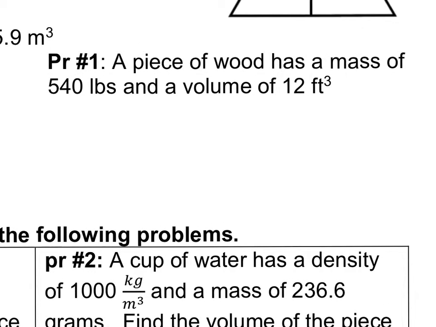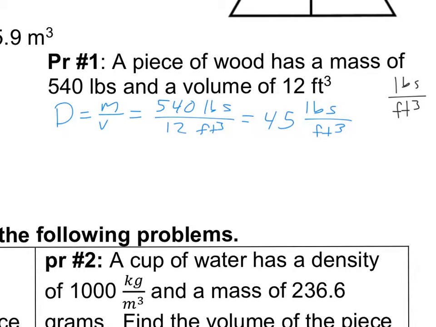It says a piece of wood has a mass of 540 pounds and a volume of 12 cubic feet. So this one, your answer is going to be in pounds, because that's a measurement of mass, over volume is cubic feet. So your answer is going to be in that unit. Go ahead and give that one a shot, and then unpause when you're ready to continue.